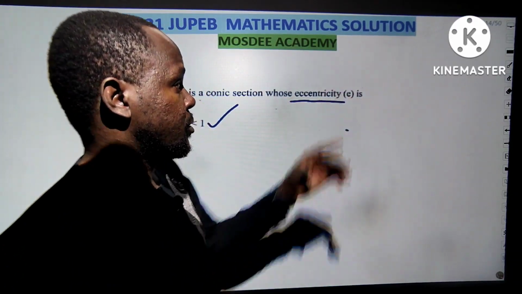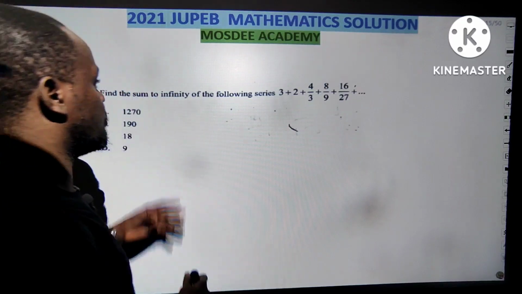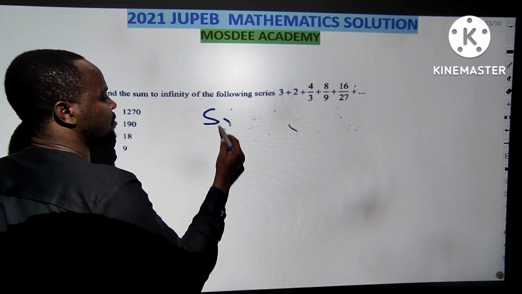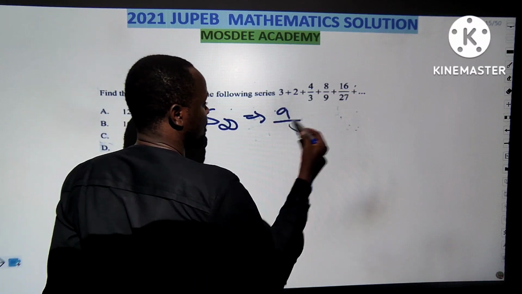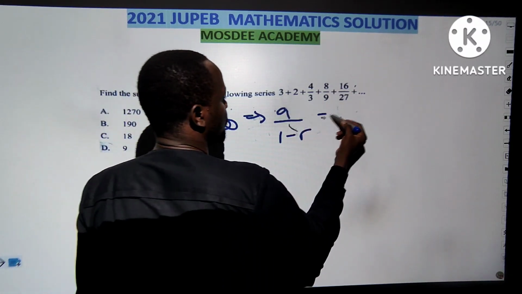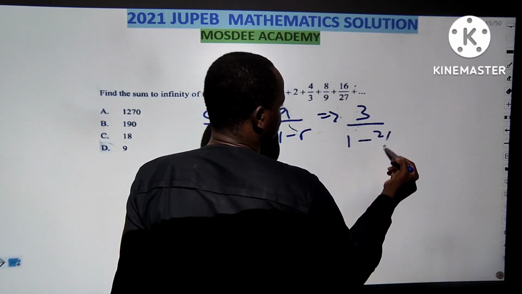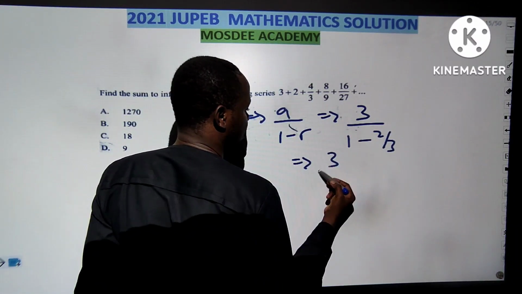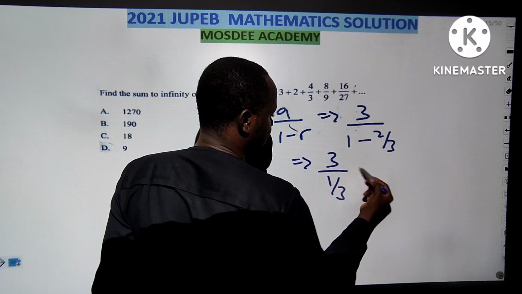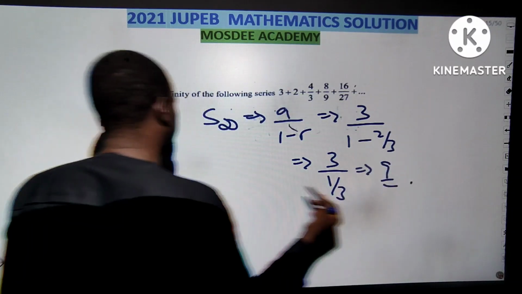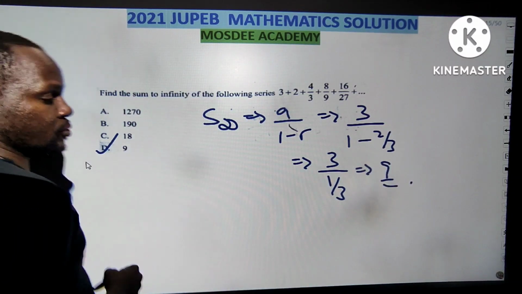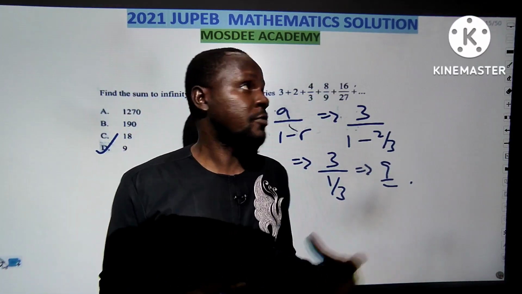Question 15. We have the sum to infinity. Directly, S infinity equals a over 1 minus r. Formula-based question. a is equal to 3. 1 minus common ratio is 2 over 3. So finish this. This is 3 over 1 by 3. 3 divided by 1 by 3 will give you 9. Direct answer is 9. You don't need to waste time. Next question, please. So please, let's be fast. You have to save the time.